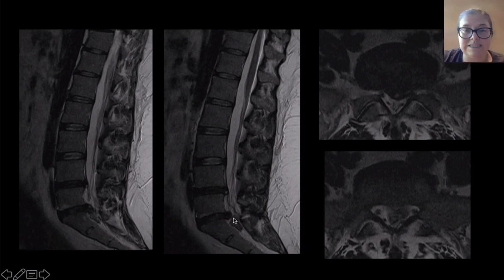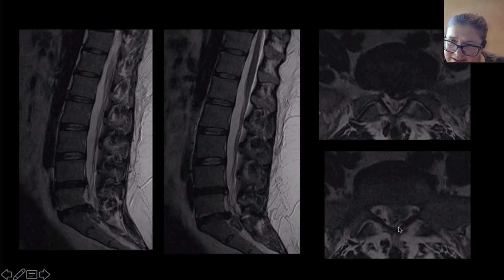We talked about the signal being different. So the parent disc here is desiccated. It's dark. This is bright. This doesn't concern me at all for a disc. It doesn't make me think this has to be something other than a disc or that there's an infection or something. This is very common. If you look on the axial images, I don't even know that I gave you a great image, but this is actually all disc because I remember the case.